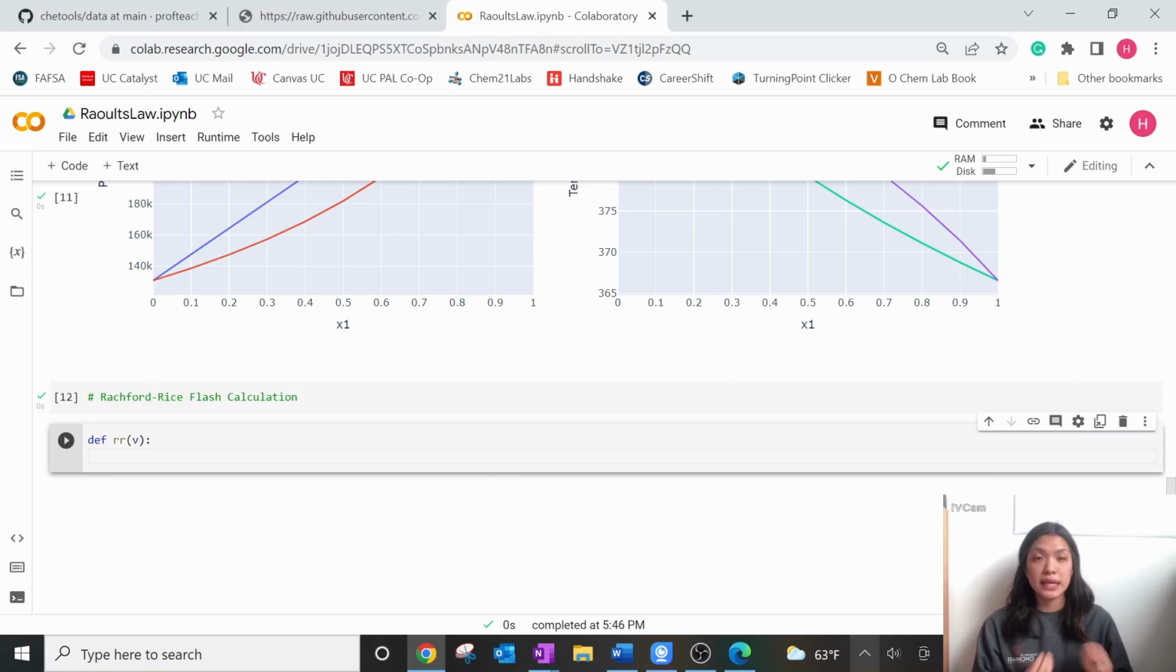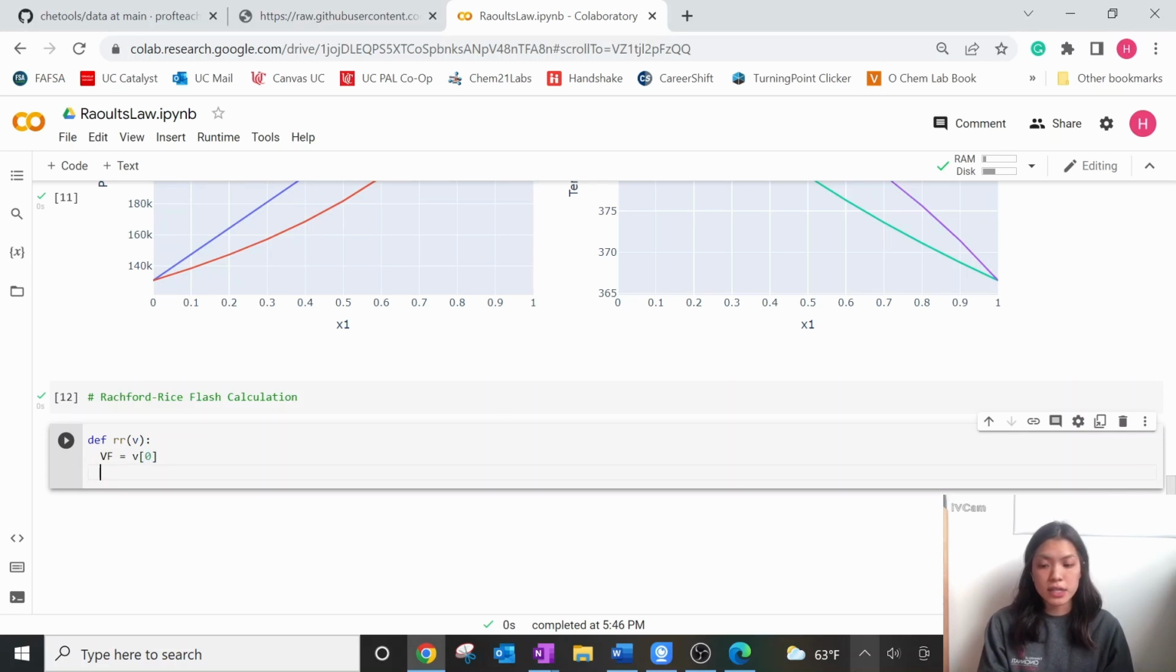And so what we're going to be getting from that vector is the vapor feed ratio. So we'll call it VF. And that's going to be the first index of that vector. And so now what we want from this function here is the equation.